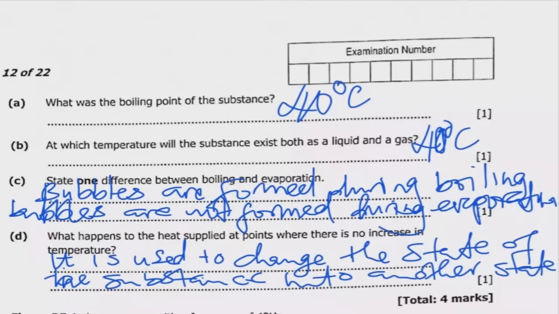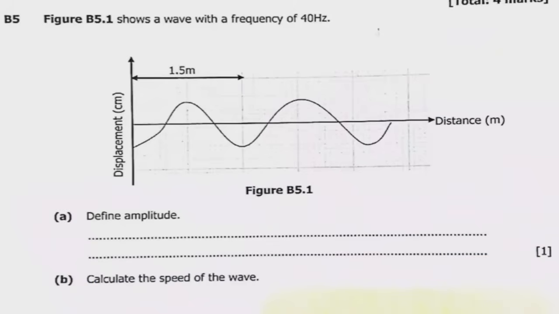Please, if you have got a better explanation, you can write it in the comment section. I'll still gladly accept it and comment as well, because I know there is a better way. Come to question 5, which is as follows. Figure B5.1 shows a wave with a frequency of 40 Hz. You can take time and study the diagram.